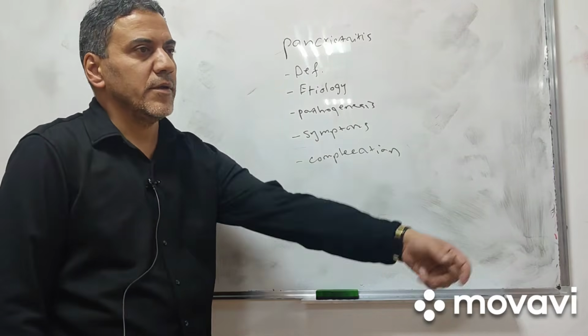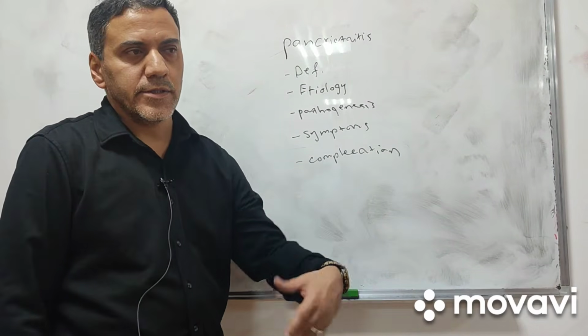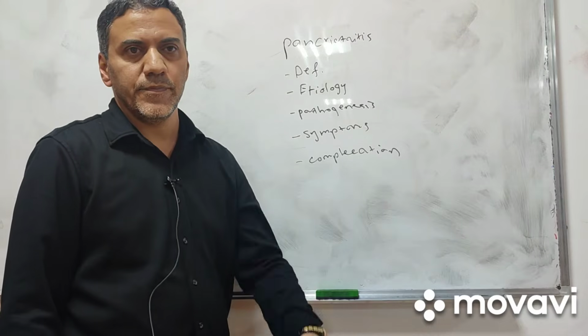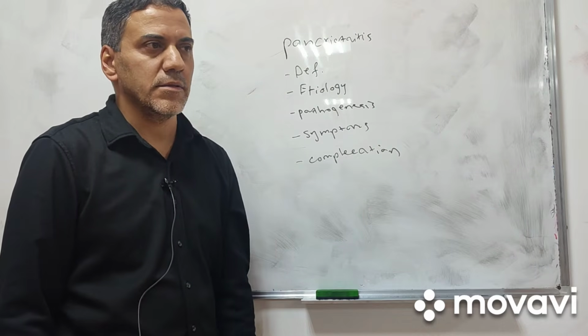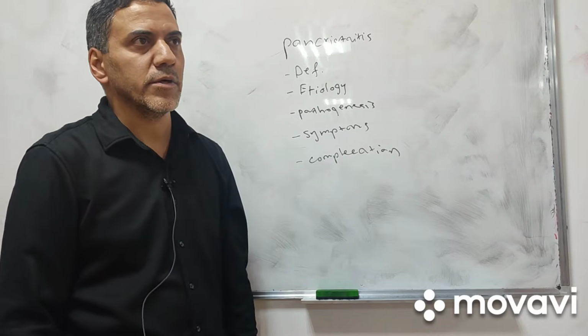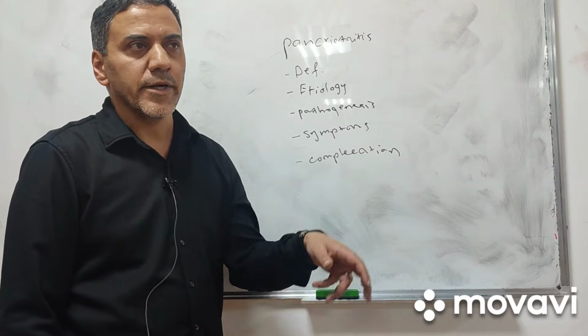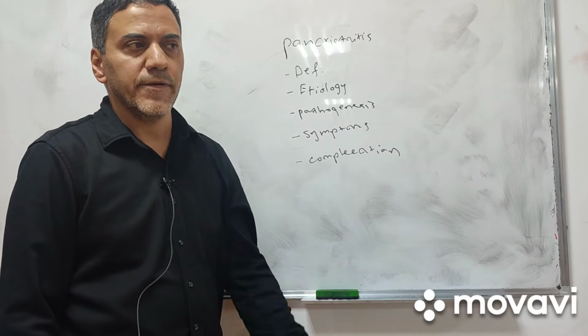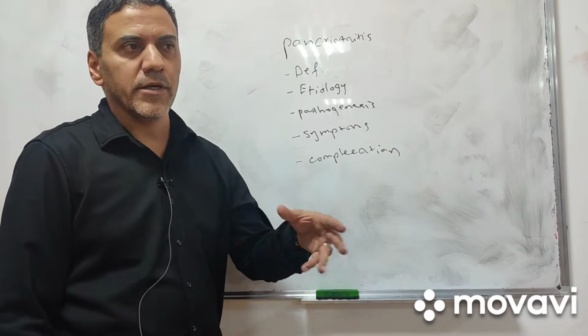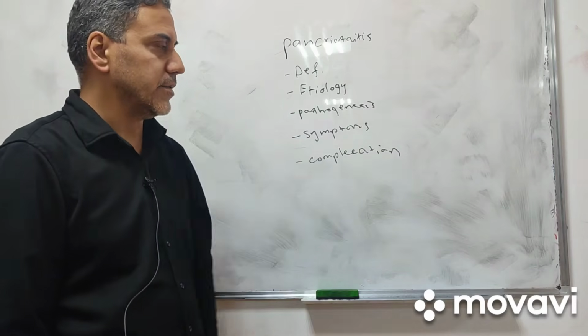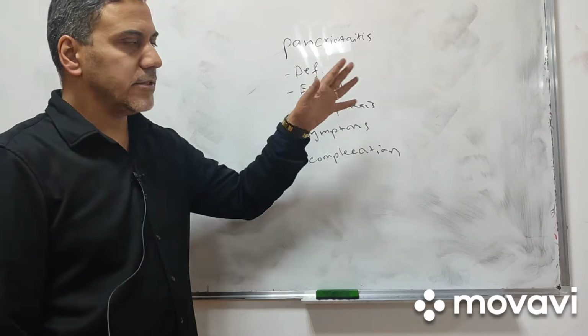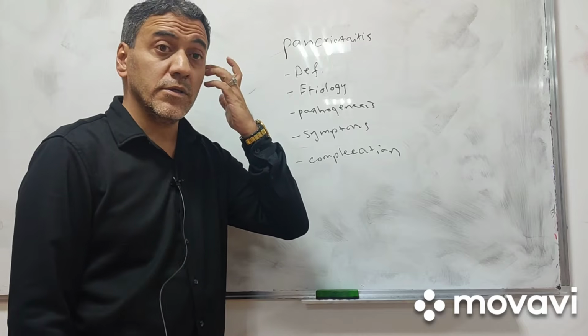This is exocrine. Pancreatitis is damage that mainly happens in the exocrine area, but it can also affect the endocrine part. In general, pancreatitis is damage of the tissue of the pancreas. This is the definition. What about the etiology?